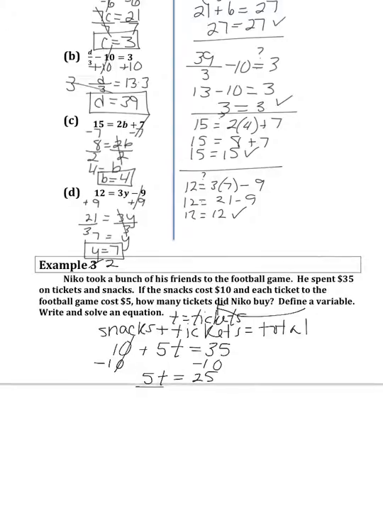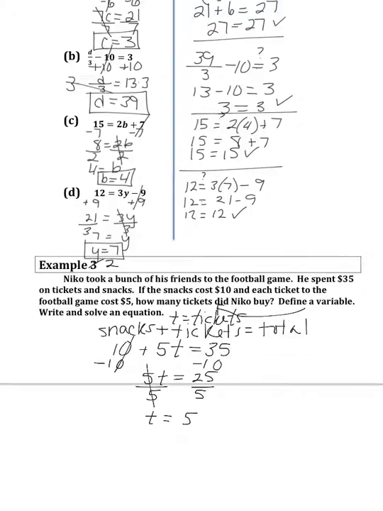So now my final step is to undo the multiplication of the 5 and the t. The inverse operation of multiplication is division. So I divide both sides by 5. That will isolate my t on the left, and on the right it will give me an answer of 5.